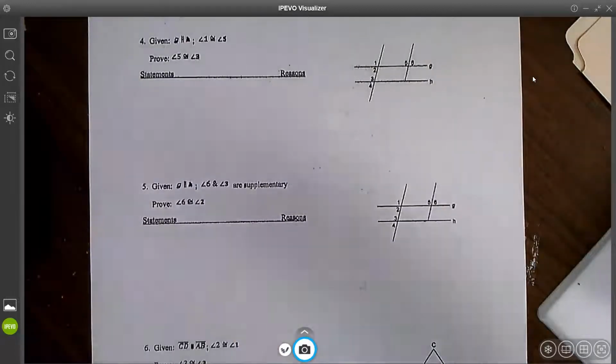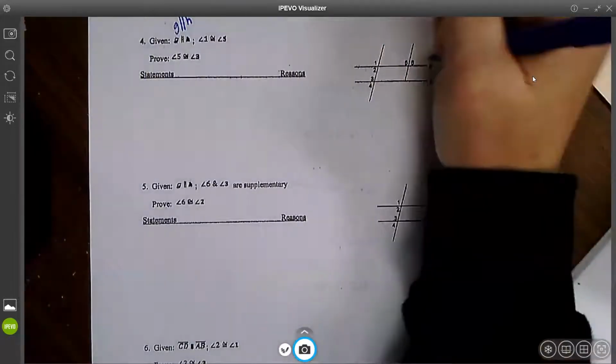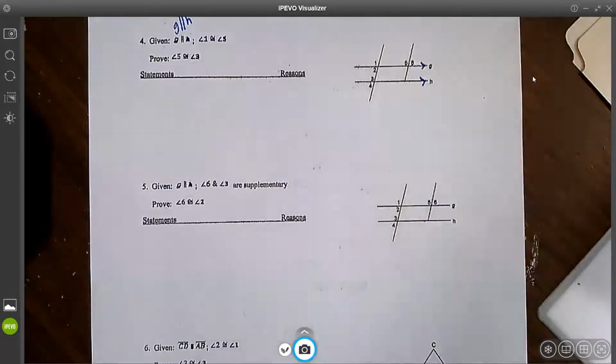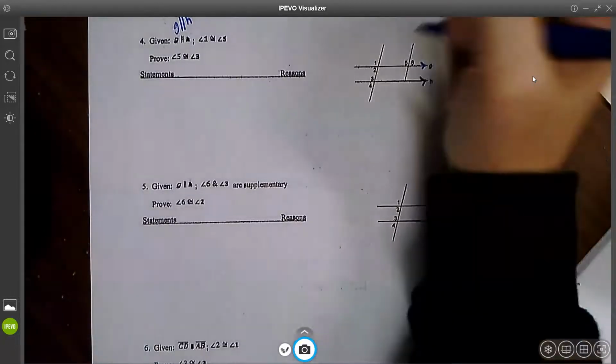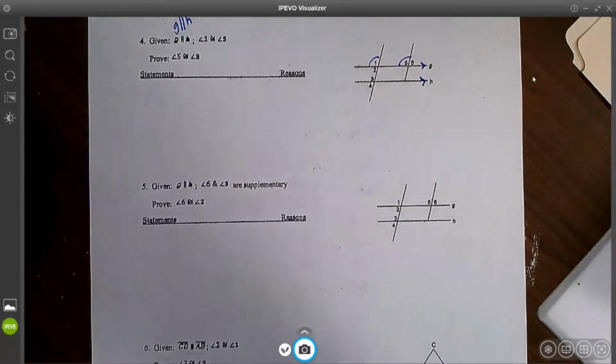So here we are given that G is parallel to H. That's kind of hard to read, so be careful there. G is parallel to H, and angle 1 is congruent to angle 5. So we're given this one and this one. We're asked to prove that angle 5 is congruent to angle 3.